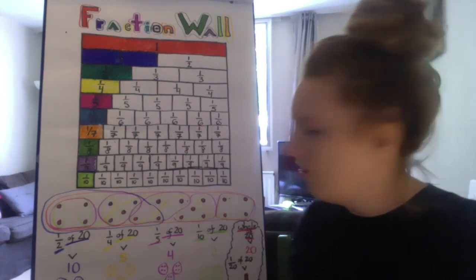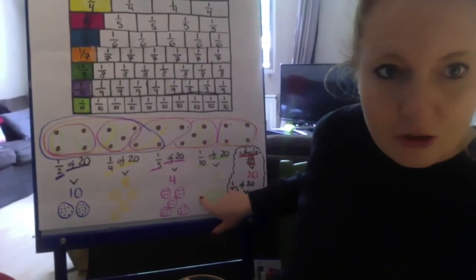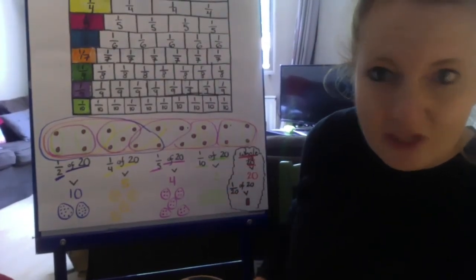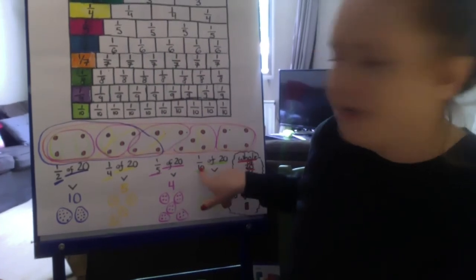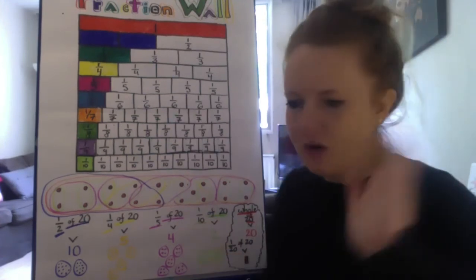Keep doing that, and you should find that in each one there is only 2 dots, which we know as well. We can use our inverse. 2 times 10 is equal to 20. Now I've shown you this.